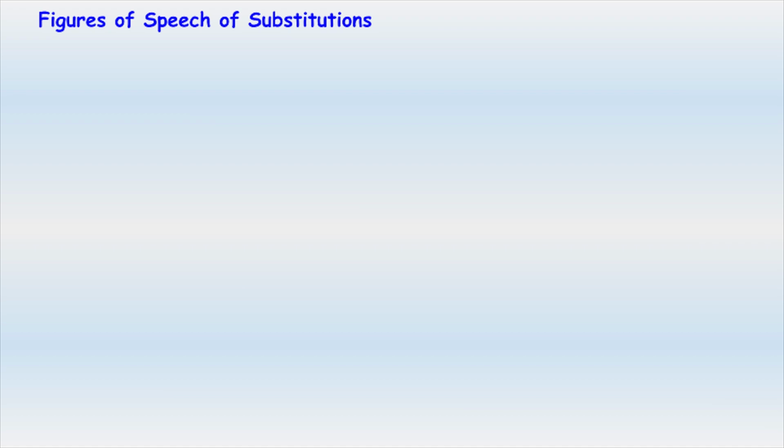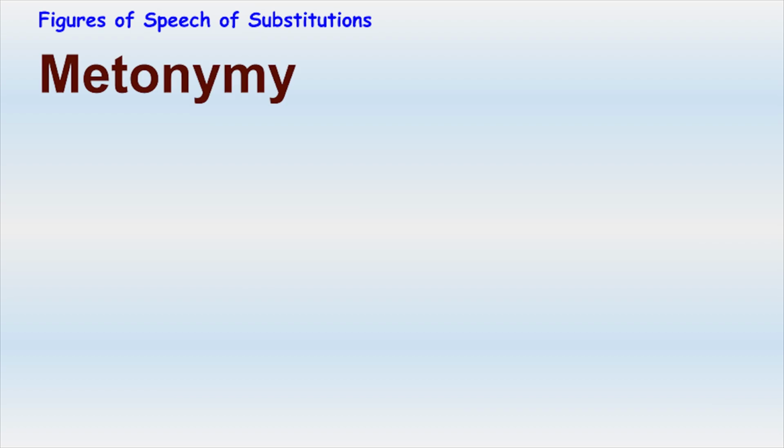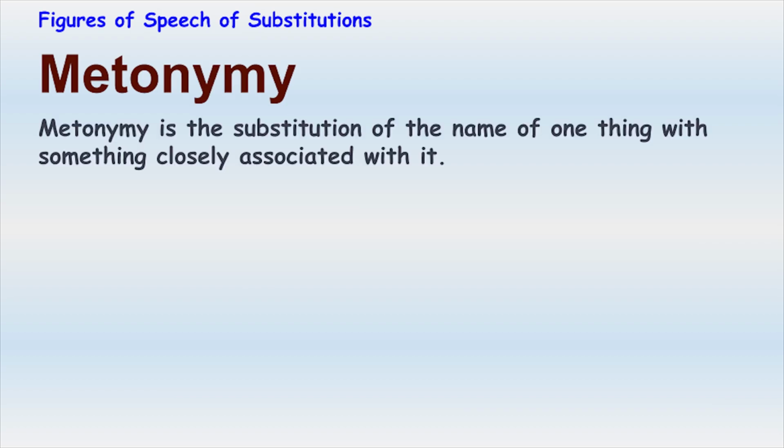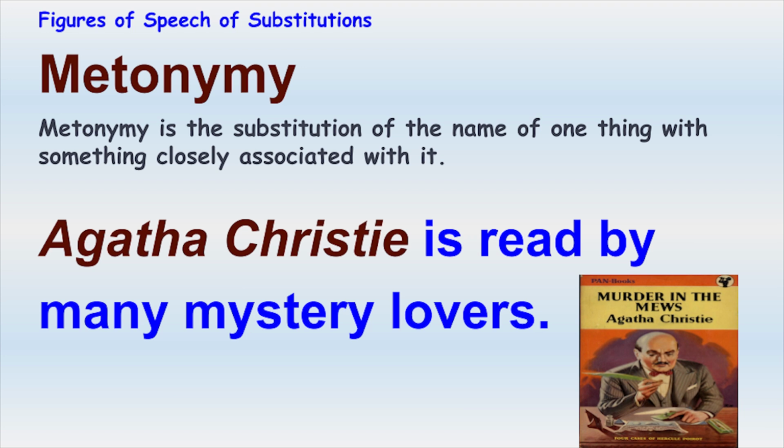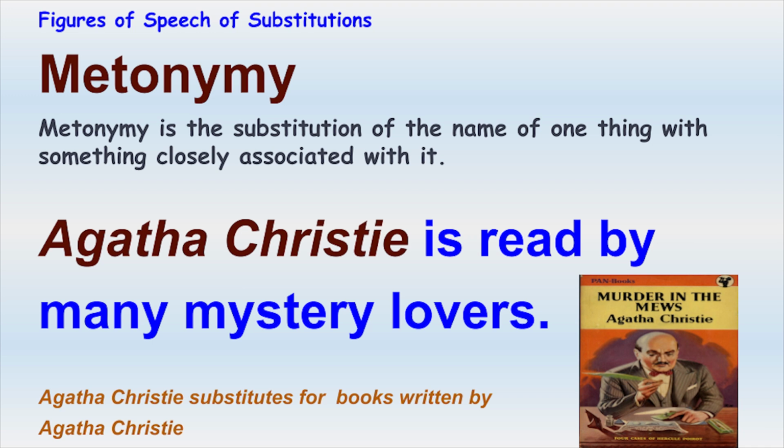Now let's go to figures of speech of substitutions. And our first figure of speech is called metonymy. Metonymy is the substitution of the name of one thing with something closely associated with it. For example, Agatha Christie is read by many mystery lovers. Agatha Christie is used metonymically to represent her books. It implies that the works of Agatha Christie, rather than the person herself, are what mystery lovers are reading.